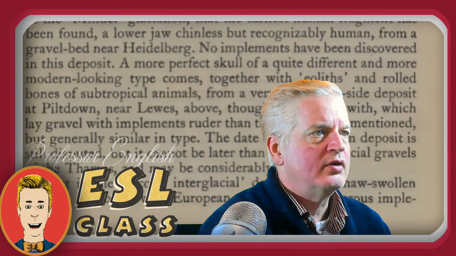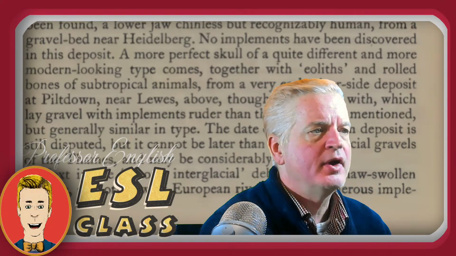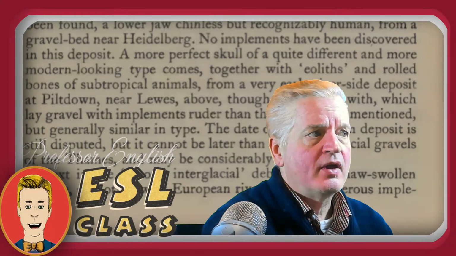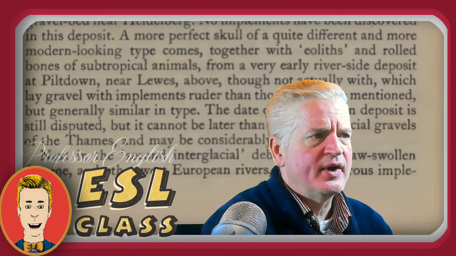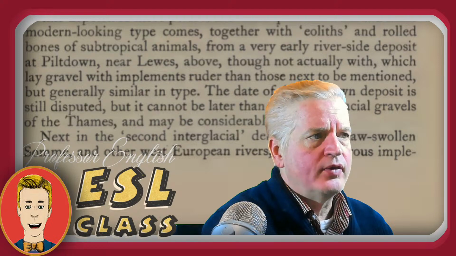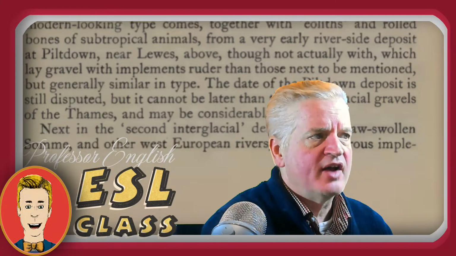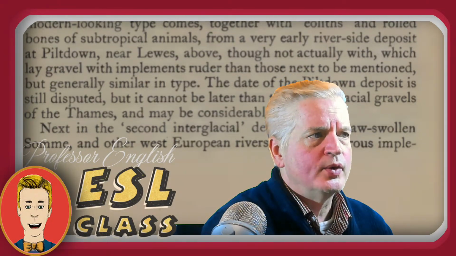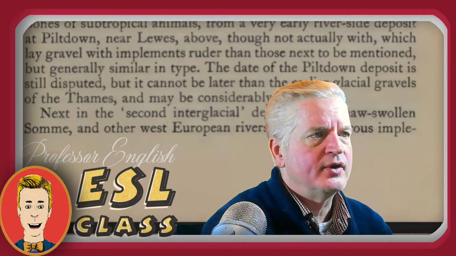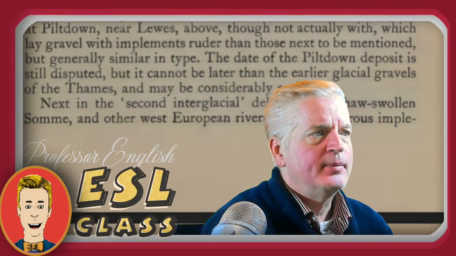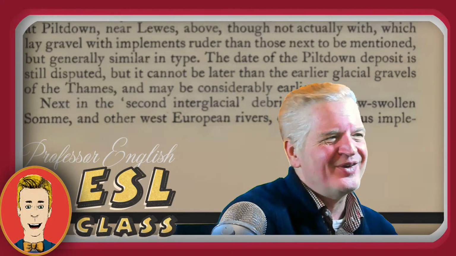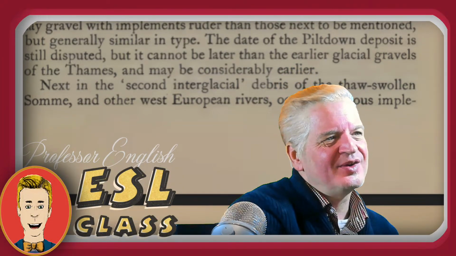A more perfect skull of a quite different and more modern-looking type comes together with eoliths and rolled bones of subtropical animals from a very early riverside deposit in Piltdown, near Lewes, above, though not actually with, which lay gravel with implements ruder than those next mentioned, but generally similar in type. The date of the Piltdown deposit is still disputed, but it cannot be later than the earlier glacial period gravels of the Thames, and may be considerably earlier.